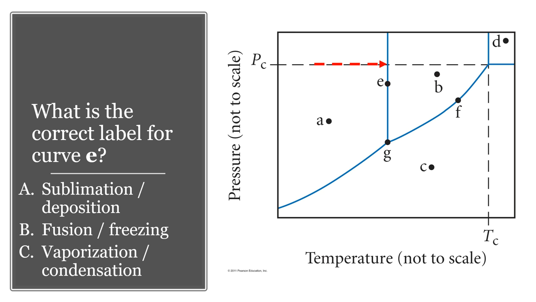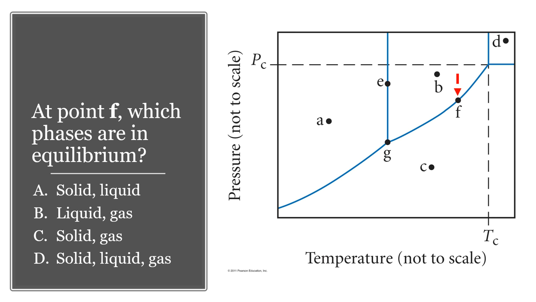What is the correct label for curve E? We're moving between the solid and liquid phases, so this is the melting or fusion curve. At point F, which phases are in equilibrium? At point F, we're between the liquid and gas phases.